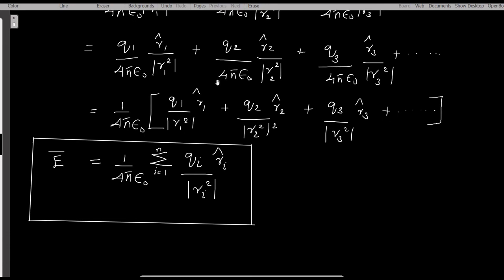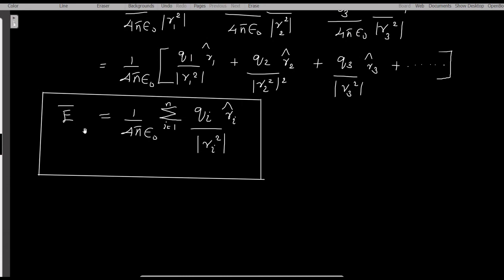Or 1 by 4 pi epsilon naught is common here. Take it out. 1 by 4 pi epsilon naught into Q1 into unit vector R1 by modulus R1 square, plus Q2 unit vector R2 by modulus R2 square, plus Q3 unit vector R3 by R3 square, plus etc. So generalizing, we can write E equals 1 by 4 pi epsilon naught, summation of Qi divided by Ri square into unit vector Ri, where i can have values starting from 1 to n.